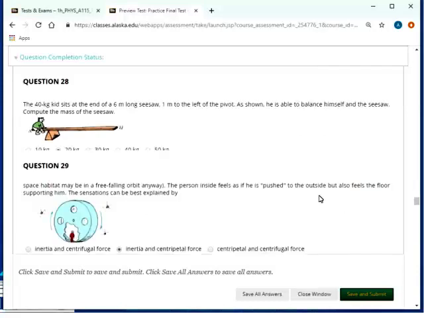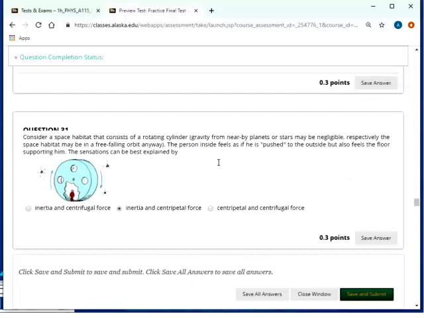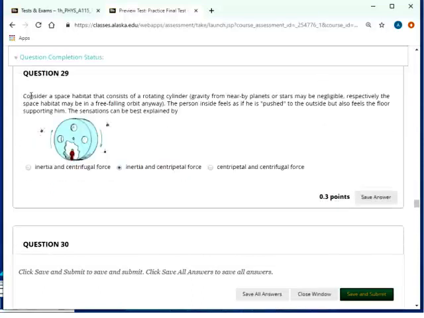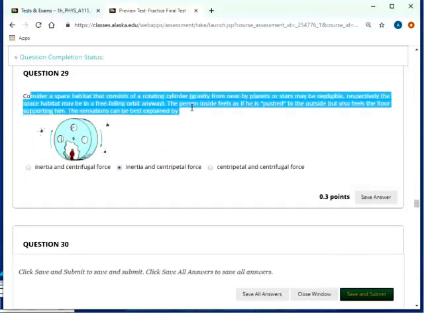All right, this one I believe is actually 3 questions together. Yes, I believe so. Consider a space habitat that consists of a rotating cylinder. The person inside feels as if he is pushed, in quotes, to the outside, but also feels the floor supporting him. The sensations can be best explained by inertia and centripetal force. So the support force here is pushing him inward, which is the centripetal force, which means he is going around here in this rotating space station.